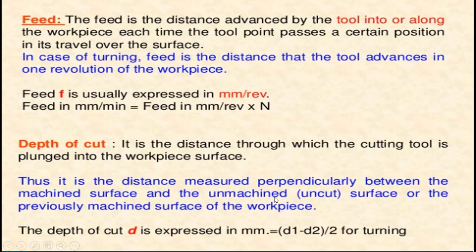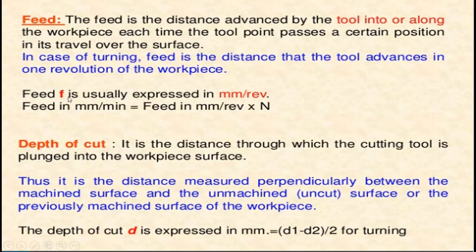The second cutting parameter we have is feed. Feed is considered for the tool. It can be defined as the distance advanced by the tool into or along the workpiece each time the tool point passes a certain position in its travel over the surface. In the case of turning, it is the distance moved by the tool when the workpiece completes one revolution.